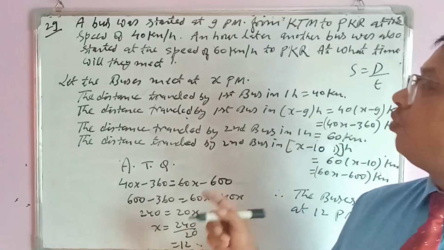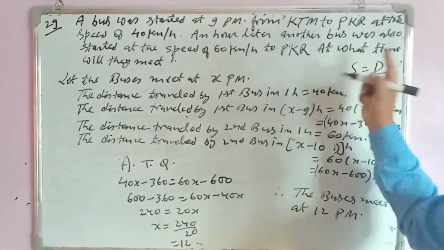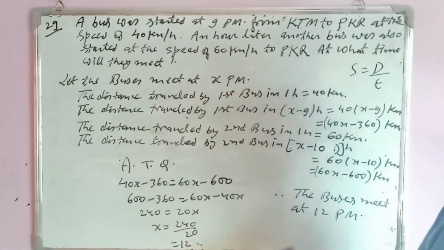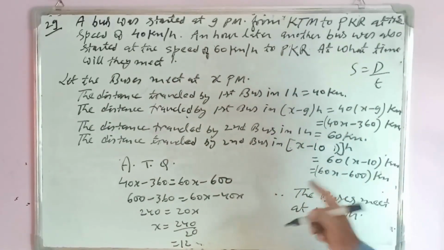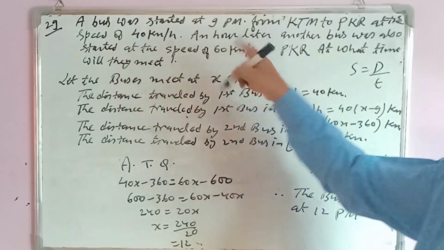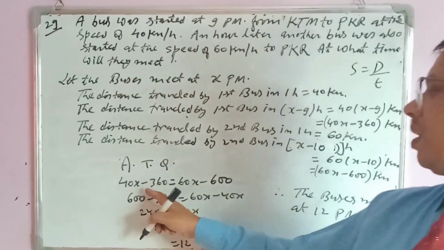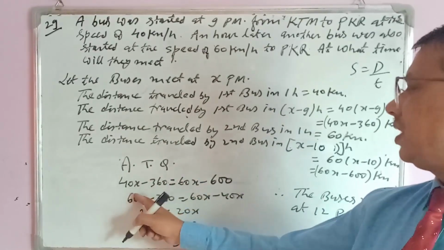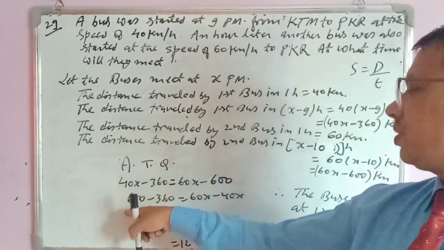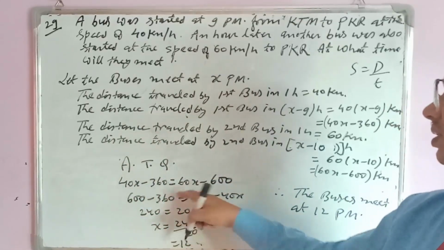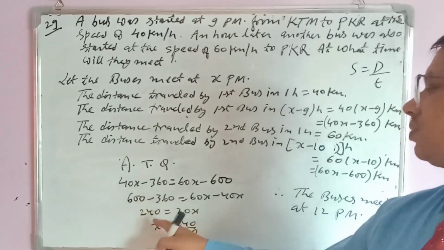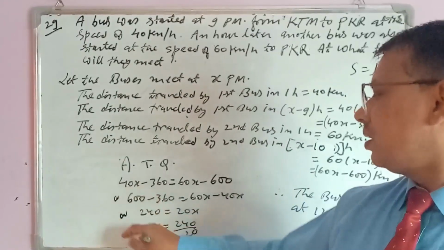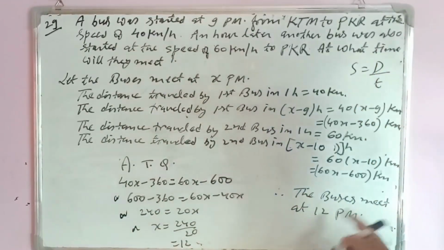Now the distance traveled by both buses is the same because they meet at the same time. The distance traveled by both buses is the same because both buses started from Kathmandu to Pokhara. So the distance traveled by the first bus equals the distance traveled by the second bus. Calculation: 40x is going that side, 600 is transferring this side, 600 minus 360 equals 60x minus 40x. This is 240, this is 20x, x equals 12. X means the buses meet at 12 p.m.